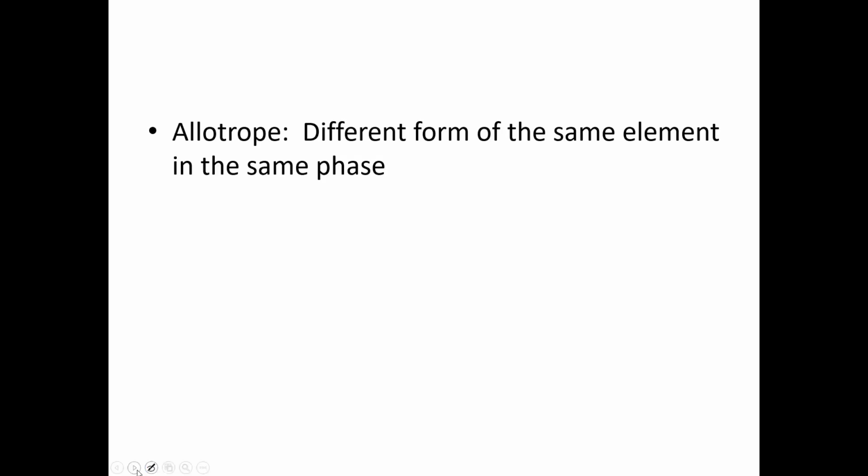So an allotrope is defined as a different form of the same element in the same phase, which means we have to be talking about solid and solid, or liquid and liquid, or gas and gas. Because they have a new formula, they will have new properties.